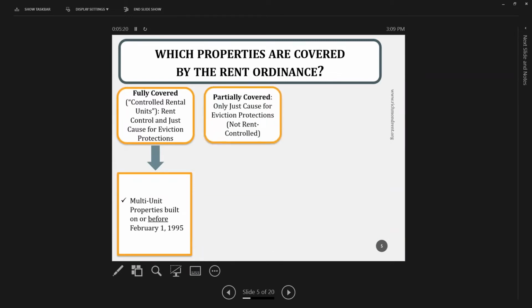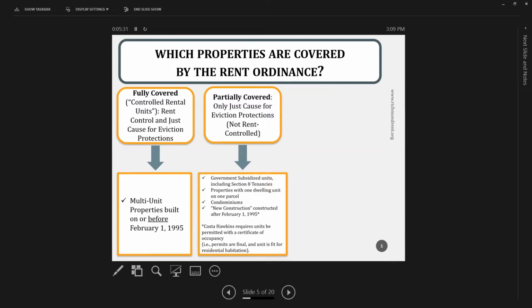Partially covered properties are subject to only just cause eviction protections and not subject to rent control. These include government subsidized units, including Section 8. Renters are regulated by deed restrictions or the housing authority. Properties exempt under the state's Costa-Hawkins Rental Housing Act are also considered partially covered units.